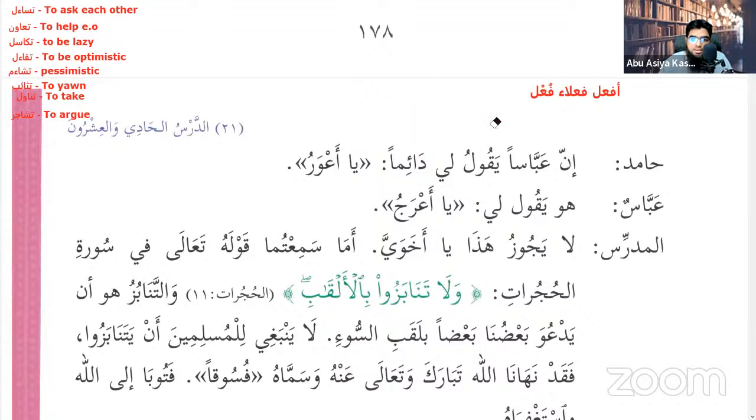So, he'll bring all these things now. So this guy, Hamid, says, Abbas always calls me, oh, one-eyed person. Now, Abbas says, Huwa yaqulu li ya a'raj. This comes in the Quran, a'raj and a'war. I don't know about a'war. I know about a'raj. Laysa ala al-a'raji.